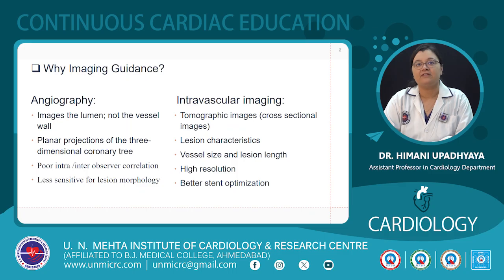At first, what is the need of intravascular imaging guidance? With the help of conventional angiography, we image the lumen, not the vessel wall. It provides a planar projection of the three-dimensional coronary tree, but there is poor inter-observer correlation and it is less sensitive for lesion morphology. Intravascular imaging like IVUS and OCT provides tomographic cross-sectional images with precise lesion characteristics, exact vessel size and lesion length, and it helps for better stent optimization.